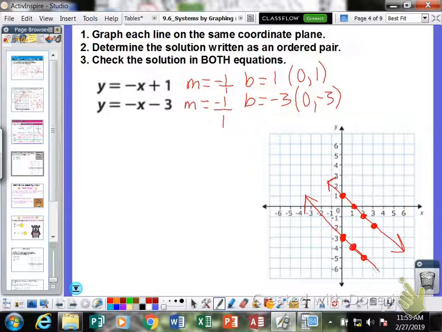If you notice, these lines do not intersect at all. They are parallel lines. Okay, so this tells me that because they're parallel lines, there will not be a coordinate pair that is the solution to both equations. So therefore, there is no solution for this system of equations.